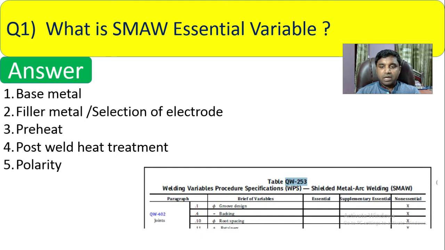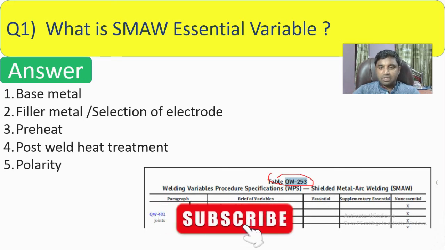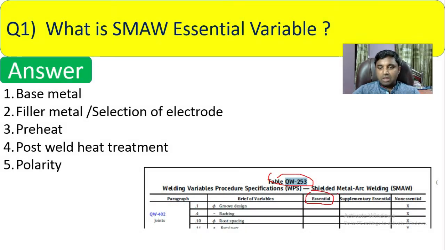If you go to table QW-253, you see the table here. This table you can find in ASME Section 9, QW-253. You can understand what is essential. You see here the essential, supplementary essential, and the non-essential variables. All these variables are mentioned here, so you can get the essential variables from this QW-253.